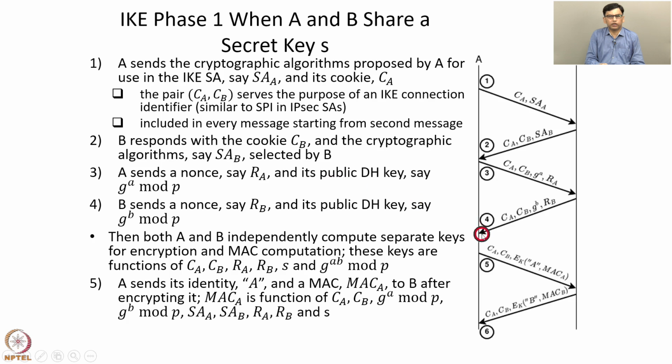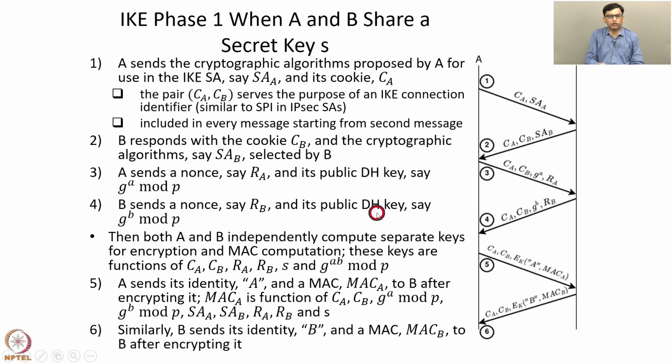Now at this point, a secure channel has been created between A and B. A sends its identity, let's call it A, and a message authentication code, say MAC A, to B after encrypting it. And MAC A is a function of CA, CB, G to the power a mod P, G to the power b mod P, SAA, SAB, RA, RB, and S. So this MAC is used to verify whether there has been any tampering of all these messages that were sent before message 5.